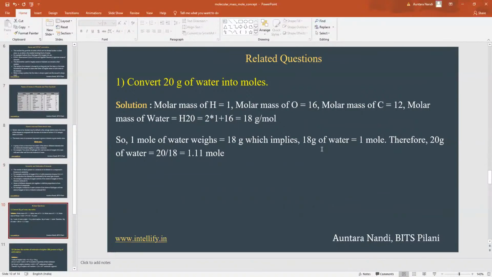Here are a few related numericals. Convert 20 grams of water into moles. The molar mass of H2O, which consists of two atoms of hydrogen and one atom of oxygen, will be 2 into 1 plus 16, equal to 18 gram per mole. So 1 mole of water weighs 18 gram, which implies 18 gram of water is equal to 1 mole. Therefore, 20 gram of water will be 20 divided by 18, that is 1.11 mole.